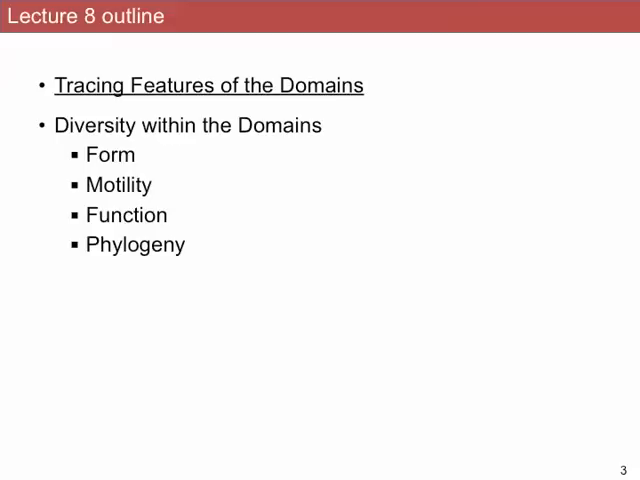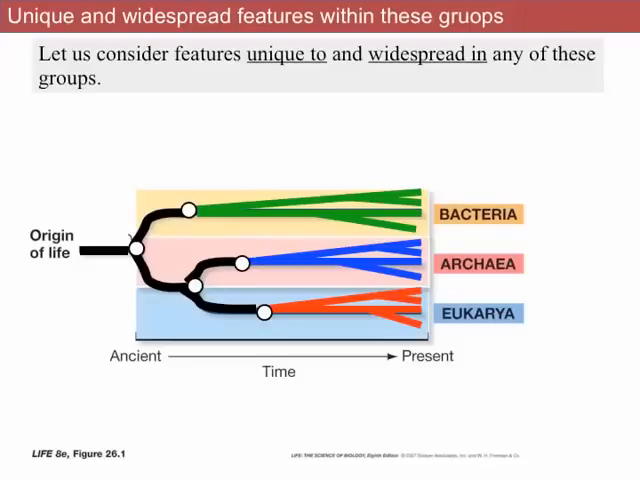And so we'll start with this tracing the features, and then we'll talk a little bit about the diversity within the domains of life. So I started in on this in the last lecture. We're going to take the rooted tree of life as a given, and we're going to overlay features onto this tree and use the character state reconstruction methods to infer the history of the features.